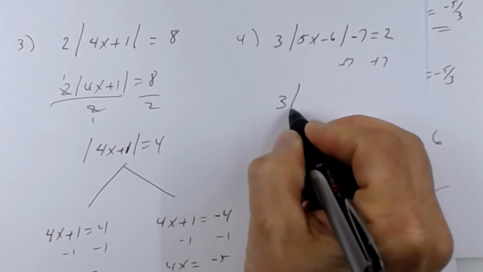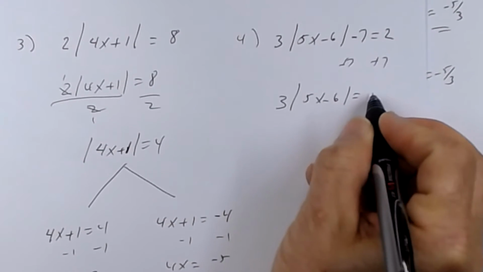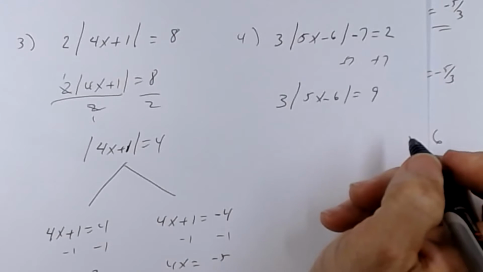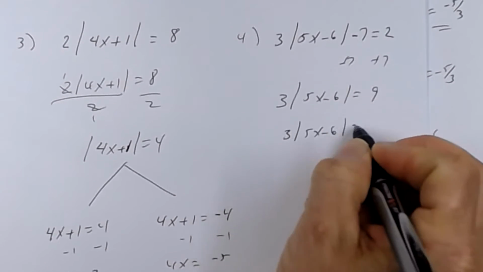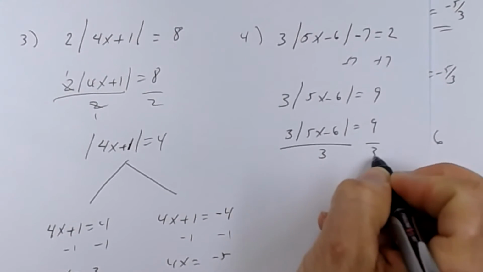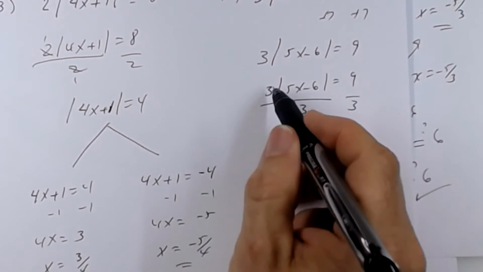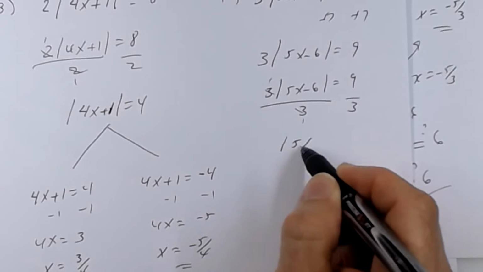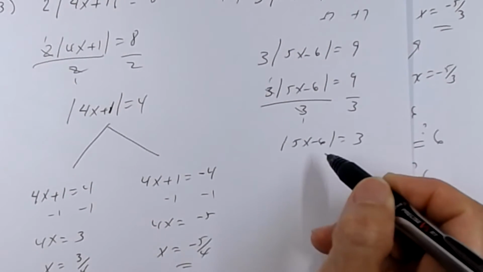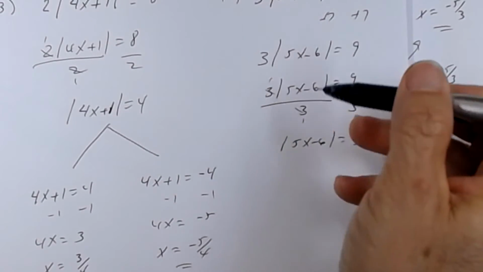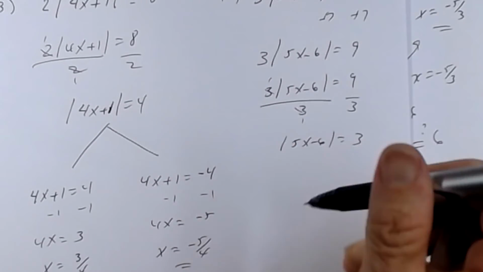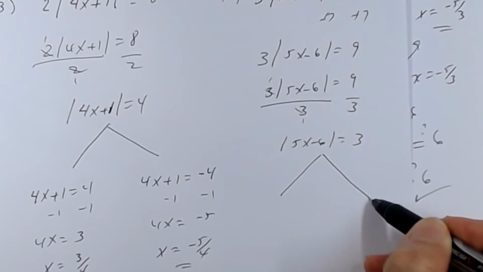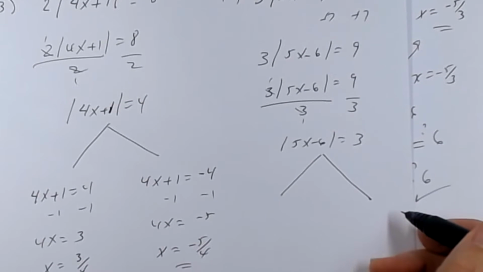So I get 3 times the absolute value of 5x minus 6 equals 9. Then do what? Then divide both sides by 3. I'm going to go ahead and rewrite this over. The absolute value of 5x minus 6 equals 3. Make sure you put the absolute value there. So notice at every point I had the absolute value bars still there up until I split it. Once I rewrote it, then I no longer had the absolute value bars.